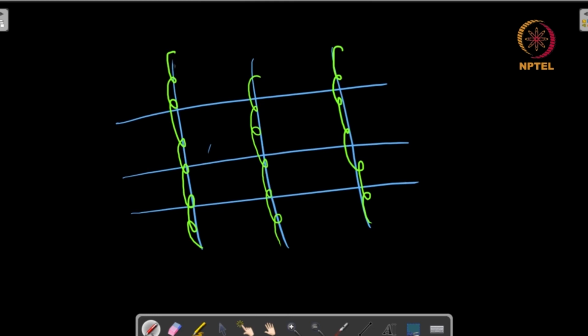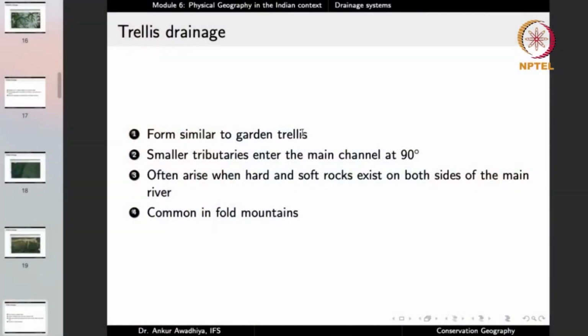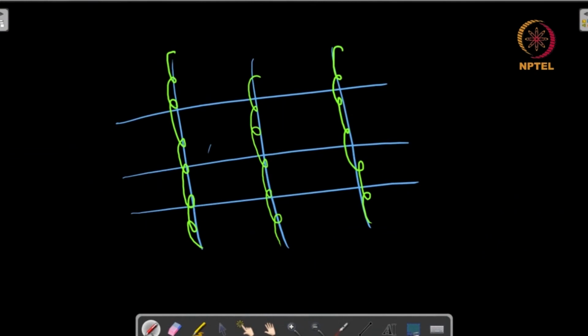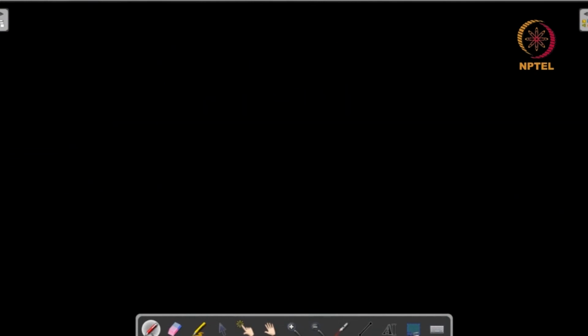So in the trellis pattern, you can have vertical rods or you can have horizontal rods. Now similar to this, you can have a trellis drainage pattern, in which case the smaller tributaries enter the main channel at 90 degrees. So essentially what is happening here is that, if you consider a trellis drainage, then you have a main stream and you can have these other tributaries that are joining it at 90 degrees.